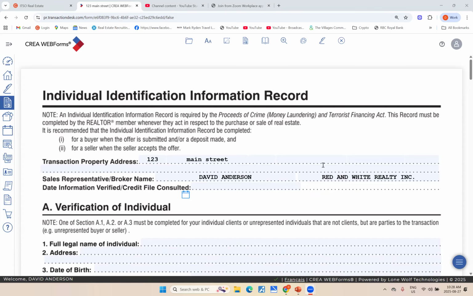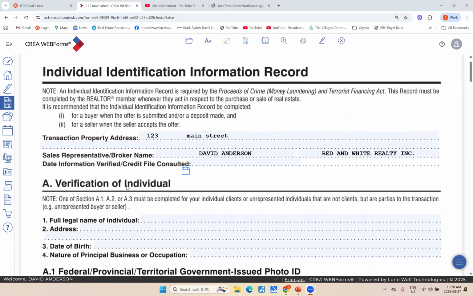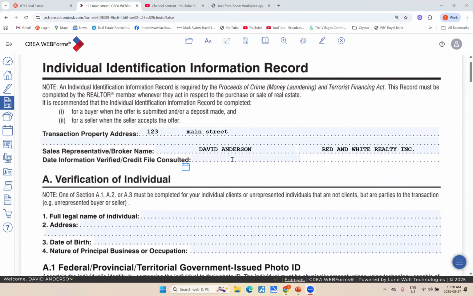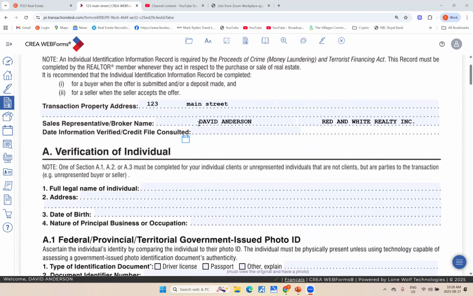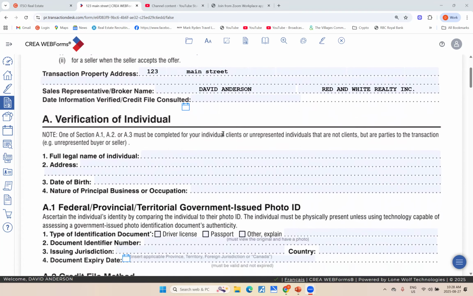All right, so now we are on the individual identification information record, which is a form that FINTRAC makes us fill out. This one is a form that most people make mistakes on, so we're going to go through it. Basically, it talks about the address and your name and then the date that this was verified. So if you're talking to them today, you would put today's date. So this just talks about the address, your name, and when you verified their information.